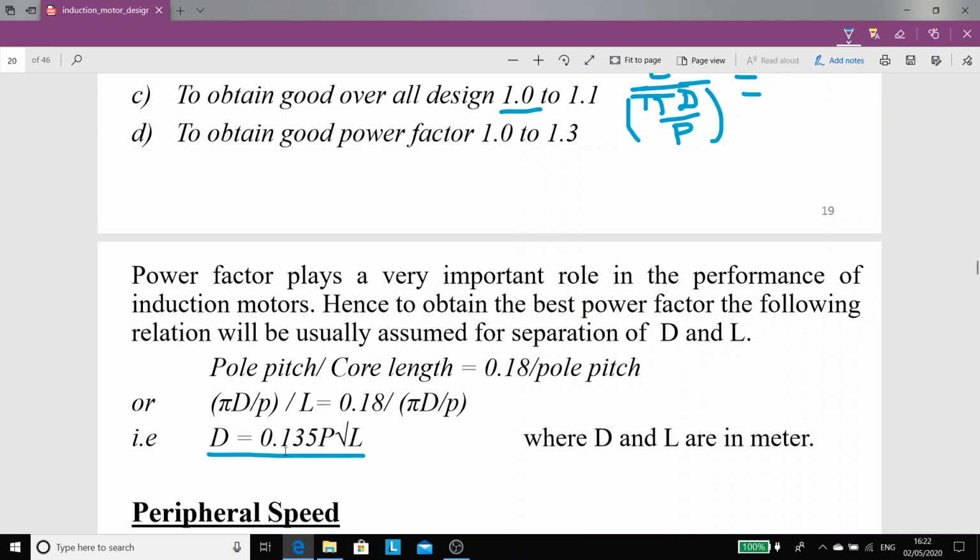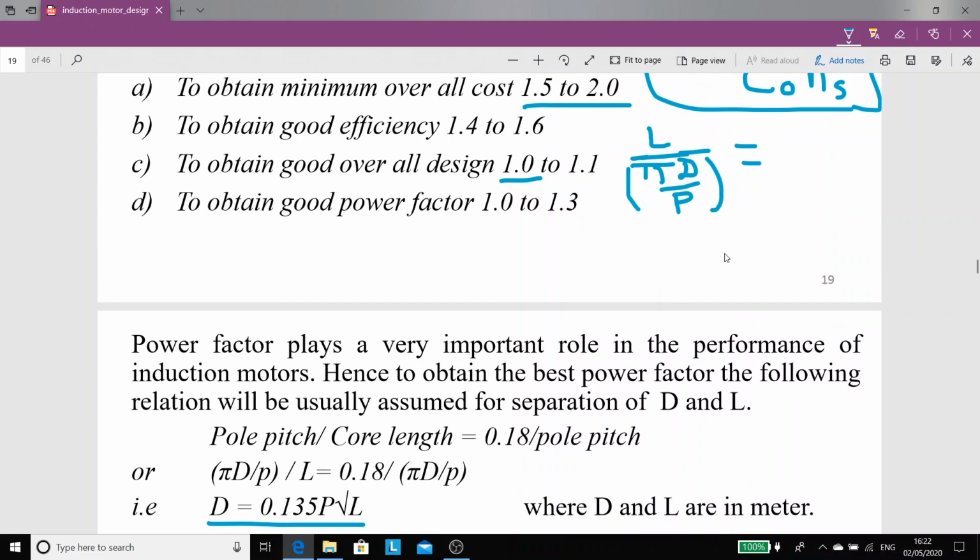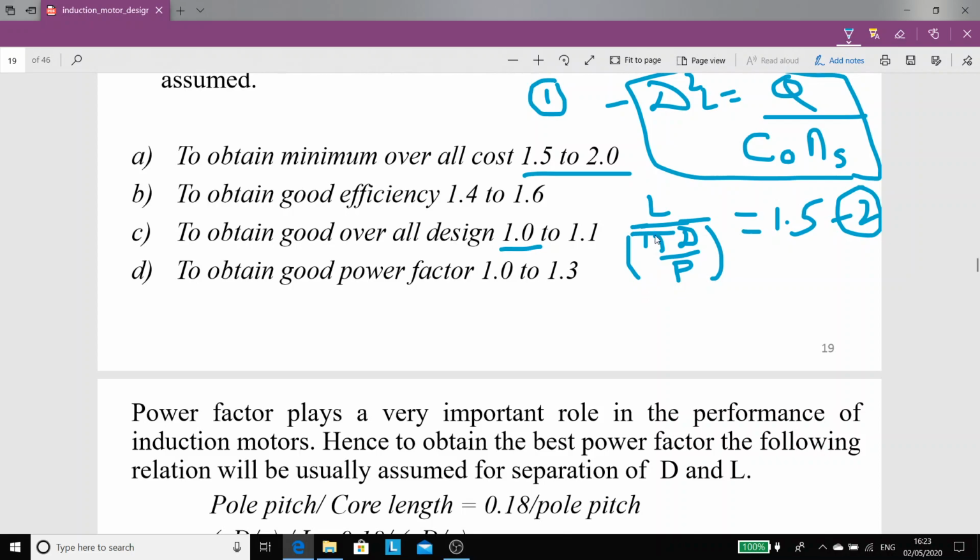D is equal to 0.135 times the number of poles into the square root of L. So this is the relation that is given. Suppose I want to design a motor for good efficiency, so I will take the ratio as 1.5. This is the second equation between L and D. Pi is constant, P is the number of poles that we know. So L is equal to 1.5 into pi upon P, into D, and we get the relation between L and D.